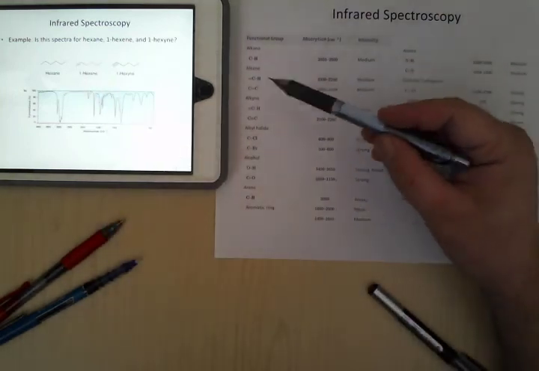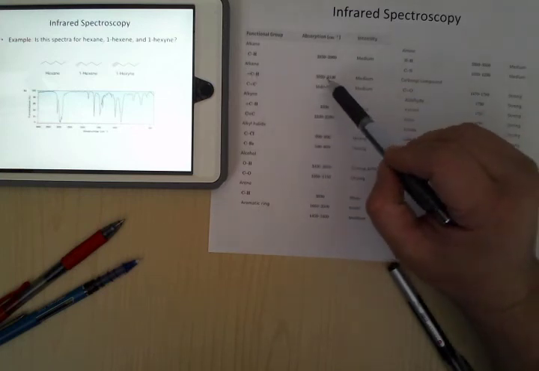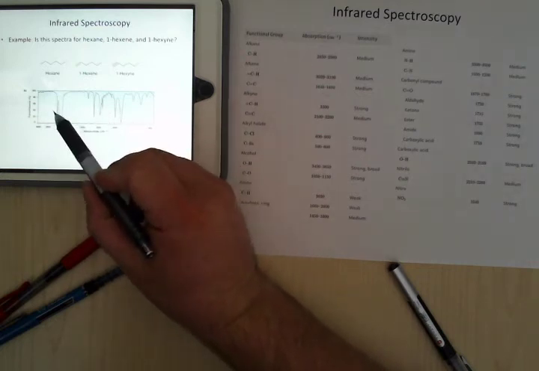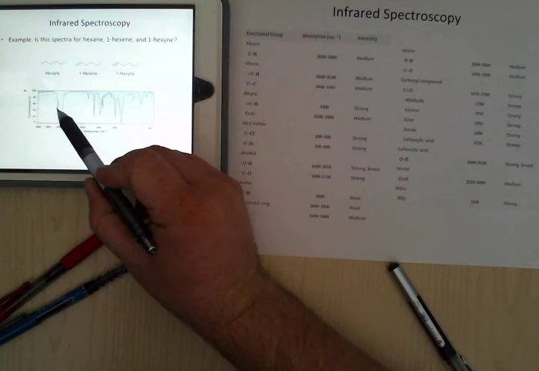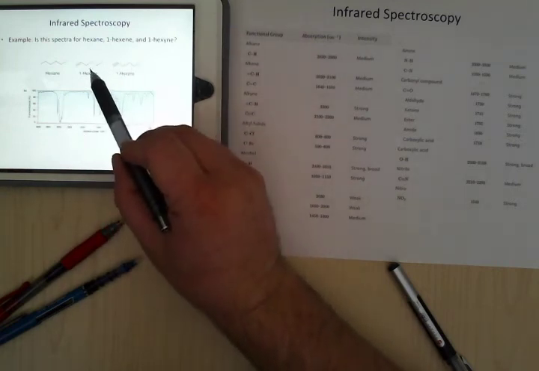And then there should also be the CH peak coming off of the alkene, which is right around 3100, which would be right about there. Ooh, that's looking good. So it looks like it's got those two peaks that we would see. Now, just as a double check, it's probably going to be this one, the hexene.